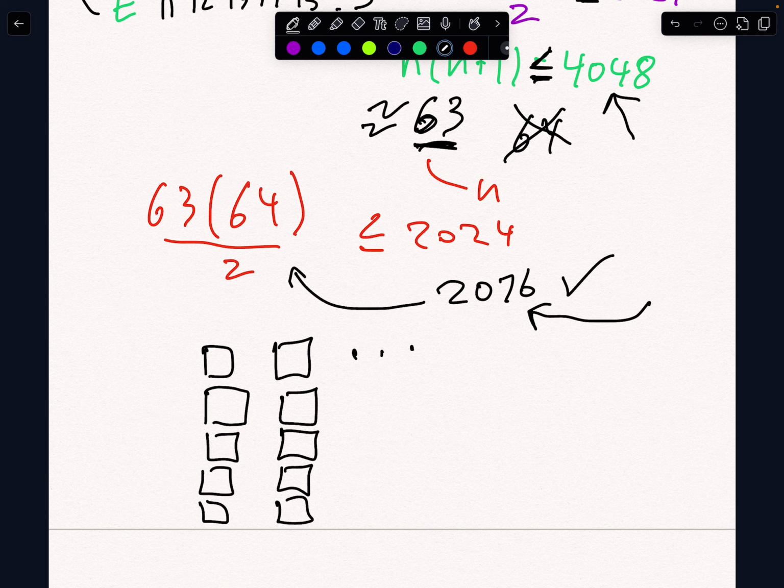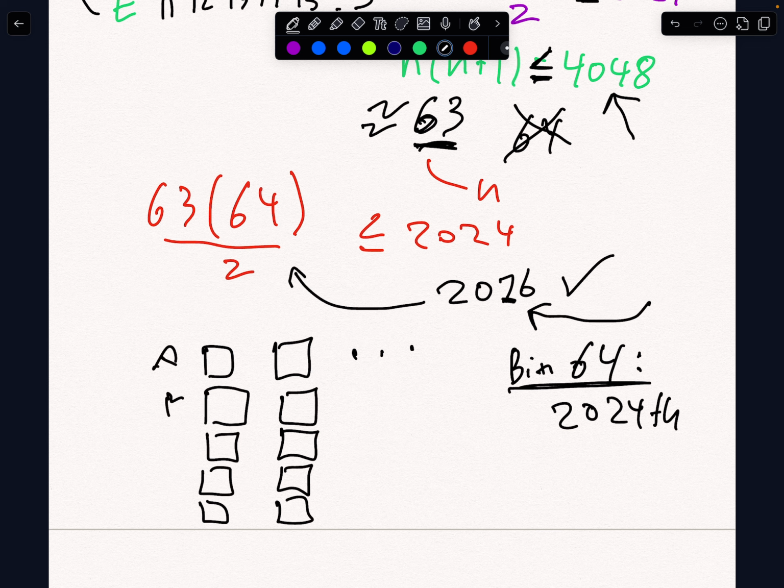Therefore, we know that bin 64 will have the 2024th ball. This is because, since we didn't quite reach 2024 in bin 63, we know we are going to reach that number in the subsequent bin. So now the last question to solve the problem is, which letter corresponds to bin 64?